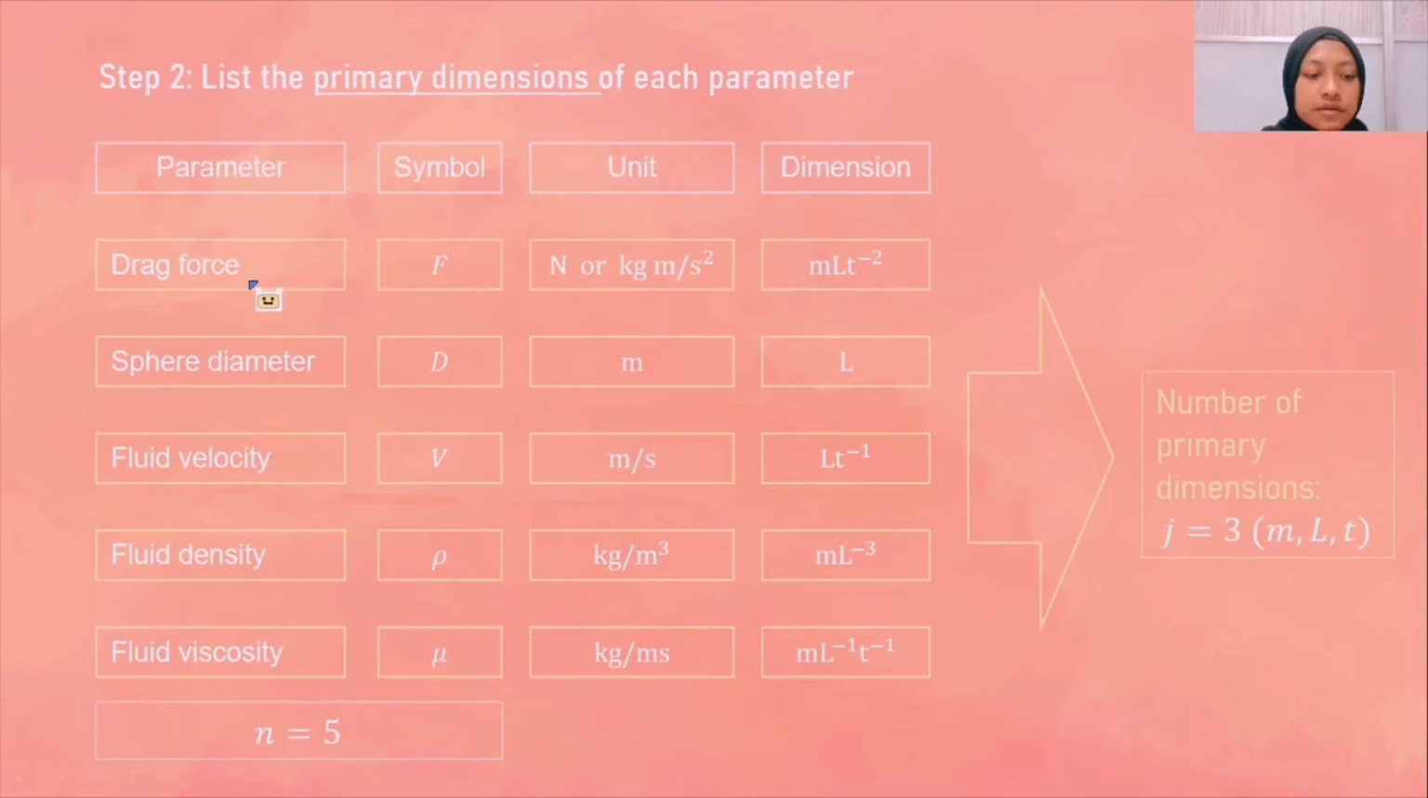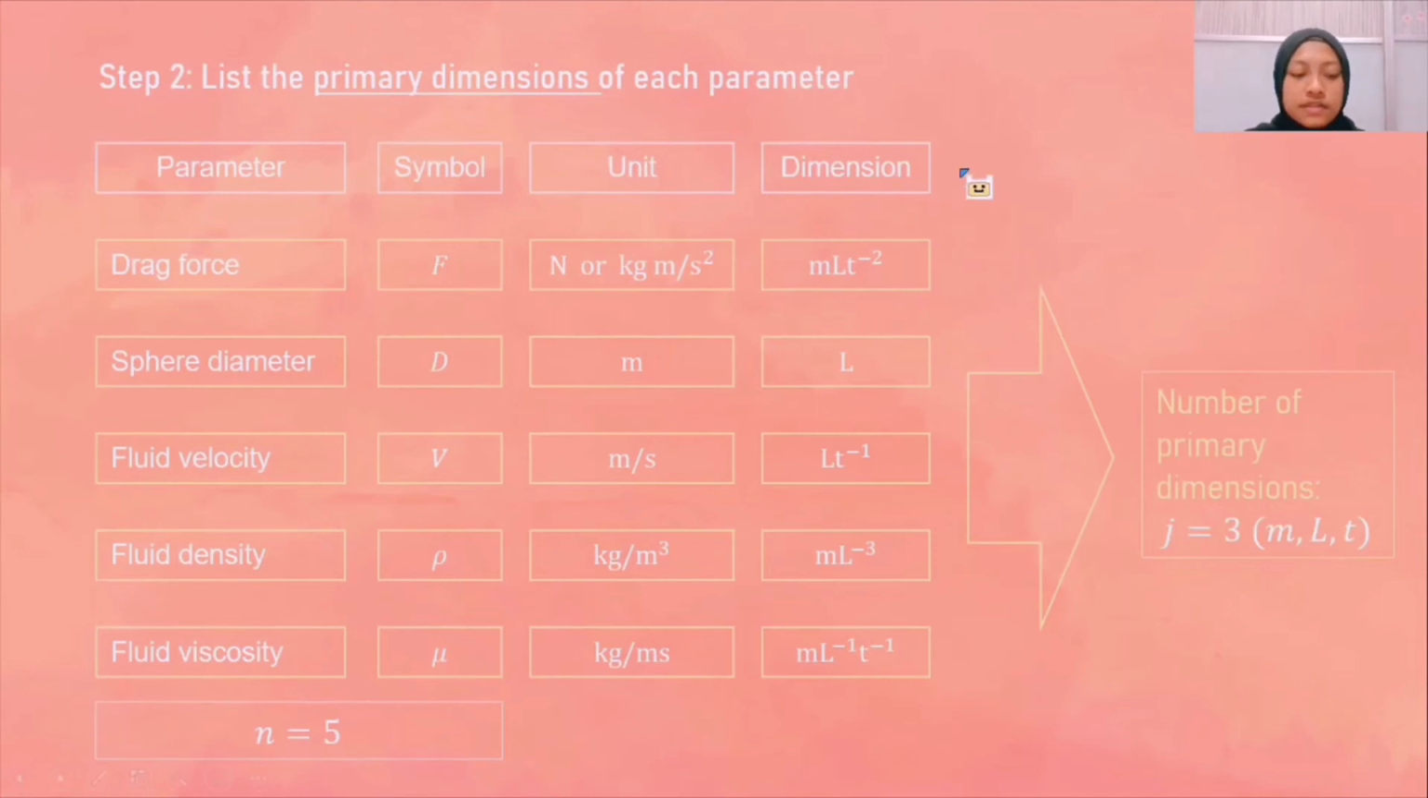Then, the dimension for drag force is MLT power negative 2. The unit for diameter is m, then its dimension is L. The unit for velocity is meter per second. The dimension is LT power negative 1. The unit for density is kilogram per meter cube. Dimension is ML power negative 3. The unit for viscosity is kilogram per meter second. Then its dimension is ML power negative 1 T power negative 1.